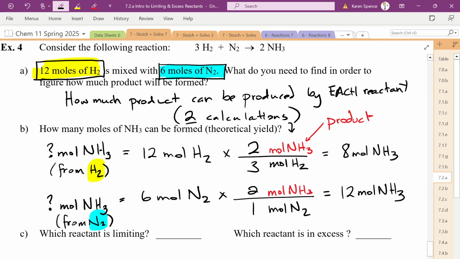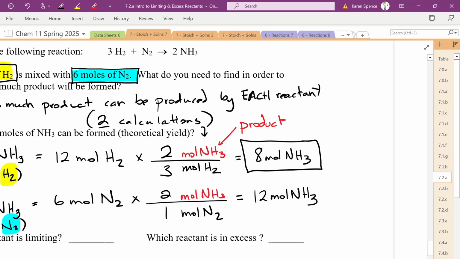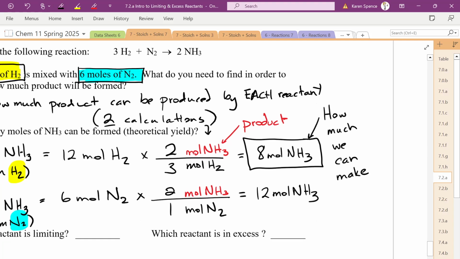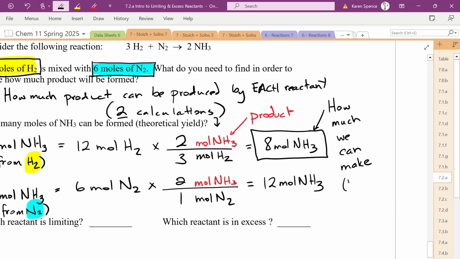Did you guys get the same numbers I got? Yeah? Okay, good. Which of those two numbers is our theoretical yield? The 8 moles. Okay, this is how much we can make. That is our theoretical yield.